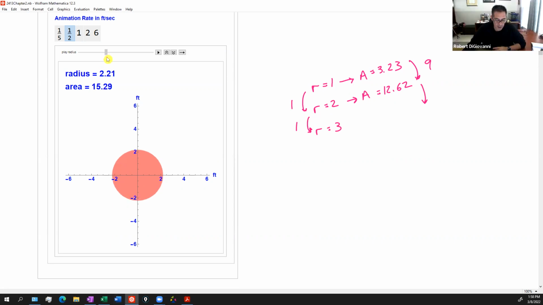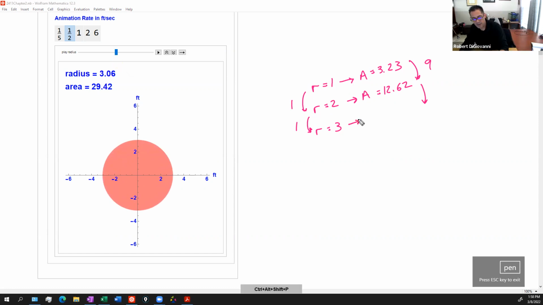I'm going to grow it to 3 now. Okay, so that's about 3. So you can see here that the area has now grown to almost 30, right? I'm going to put 30 here. So how much did it go up by? About 17, almost, right?